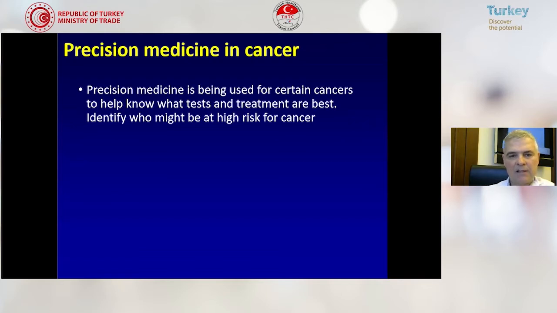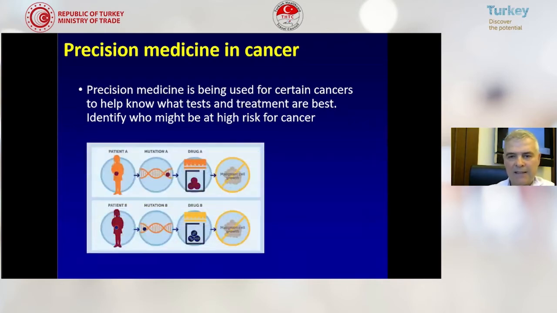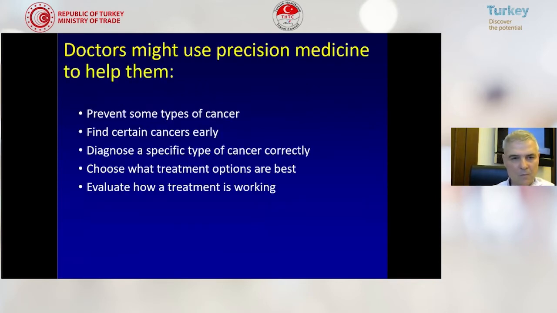So precision medicine in cancer is being used for certain cancers to help decide what tests and treatment are best, and to identify who might be at high risk for cancer. So patient A with mutation A can be treated with drug A. Patient B with mutation B can be treated with drug B. Doctors might use precision medicine to help them prevent some types of cancer, find certain cancers early, diagnose a specific type of cancer correctly, choose what treatment options are best, and evaluate how treatment is working.